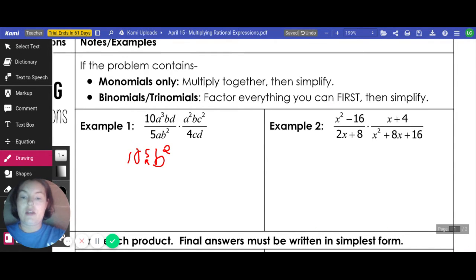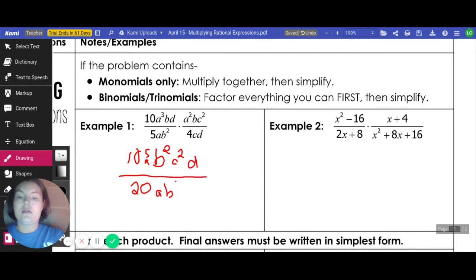d doesn't have anything to multiply, and neither does c squared, so they're just going to follow in, and it's going to be c squared d. All right, now I'm going to multiply the bottom. So I'm going to do 5 times 4 is 20. And then a doesn't multiply times any. Actually, none of the variables combine. So I'm just going to rewrite it as a b squared c d.